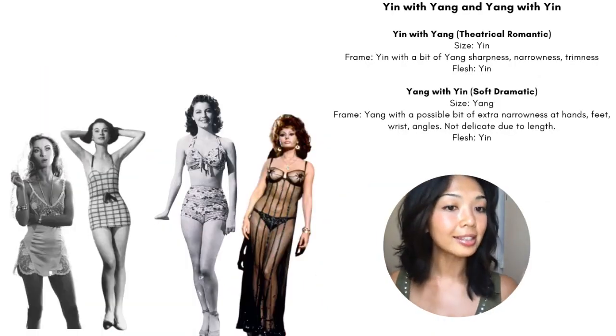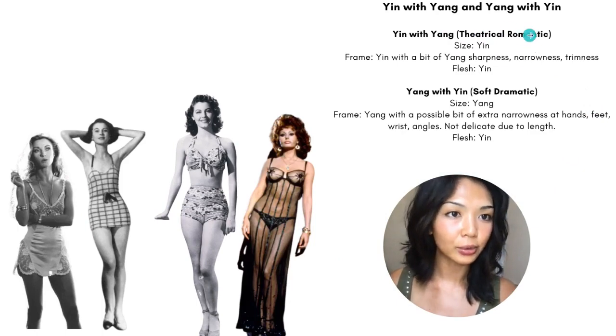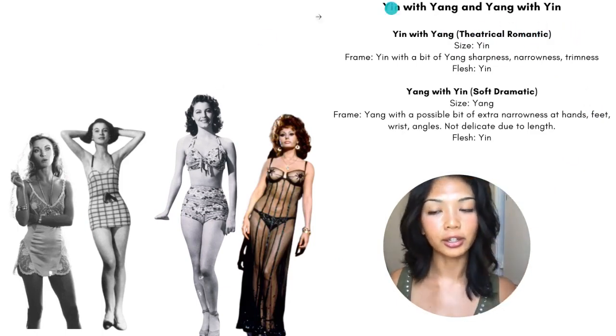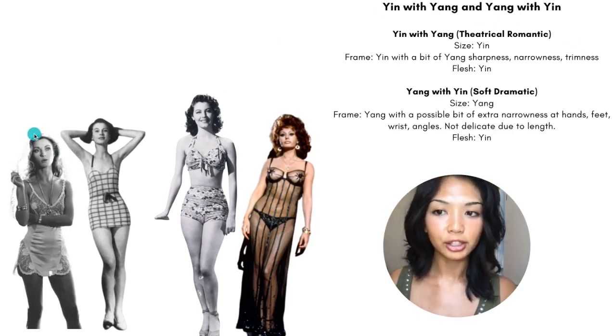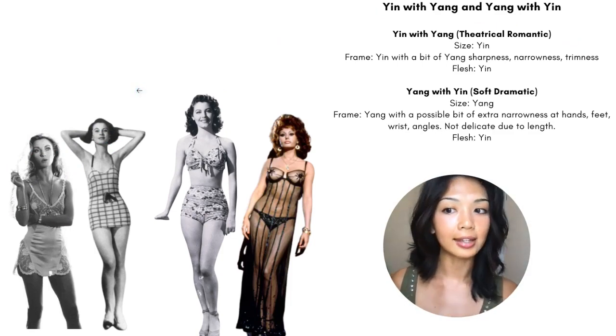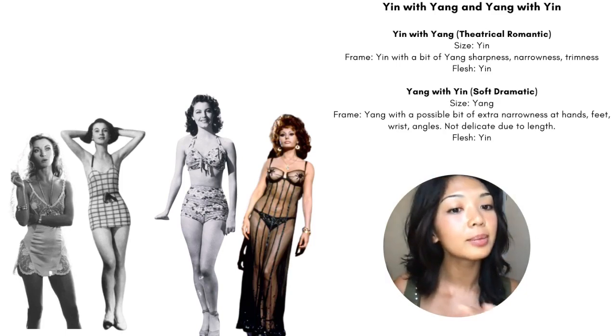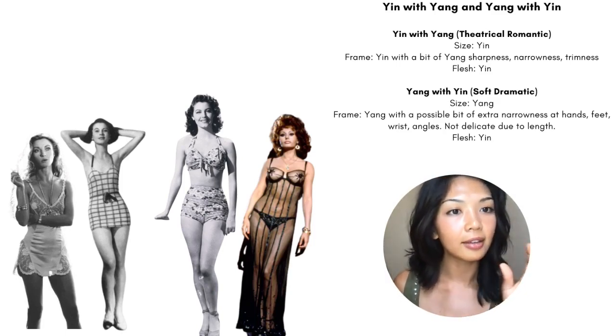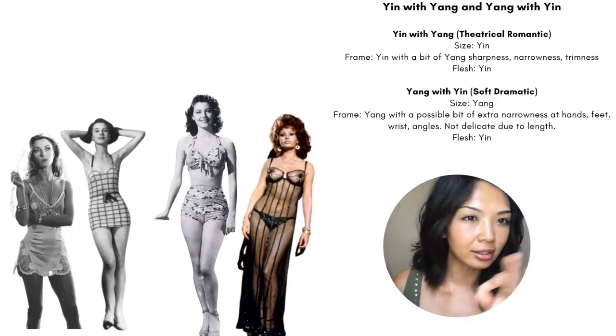All right, so now let's get into the other members of the romantic and dramatic family, starting off with the theatrical romantics. They are yin with a slight yang undercurrent, and our examples here are Jane Seymour and Vivian Leigh. So they are still a yin in size. They look quite small, petite, trim, and compact. Their frame is mostly yin, with a little bit of yang sharpness. They have a little bit of that trimness, narrowness, more elongation, slight angularity.